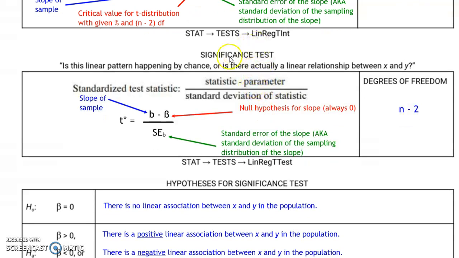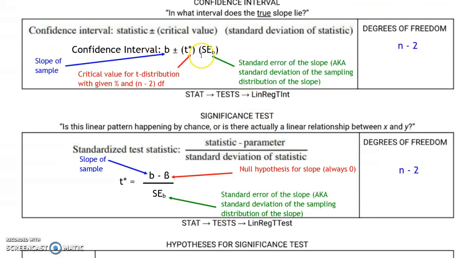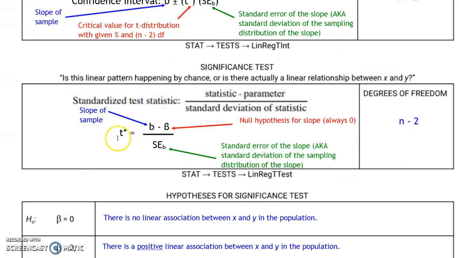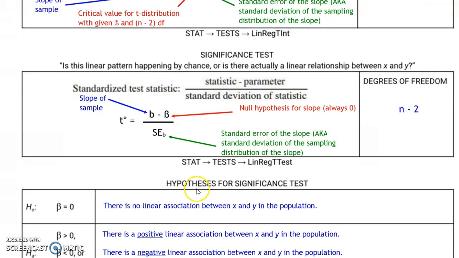For a significance test, it's very similar, except in this case, you're not using a given t-value with a given percentage. You're calculating a t-value and then seeing the area under the curve below or above that. But you're still using the slope of the sample. You're still using the standard error of the slope. In this case, however, we're using the null hypothesis for slope, which is always 0. All right. Here it gives us instructions on how to do it in the calculator. Stat, tests, LinRegTTest. That's a little bit different than LinRegTInt. Obviously, this gives us an interval, and this does a test.